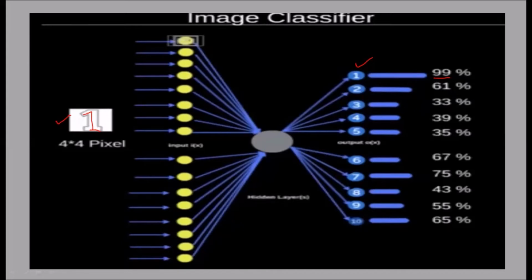So as you can say, these are the probabilities. It matches digit 1 at 99%, so we can say that the input image is of digit 1. For this type of application, where we want to find probability or percentage, the number of outputs can be more than one. So this is just one application. Other applications you have to study afterwards.